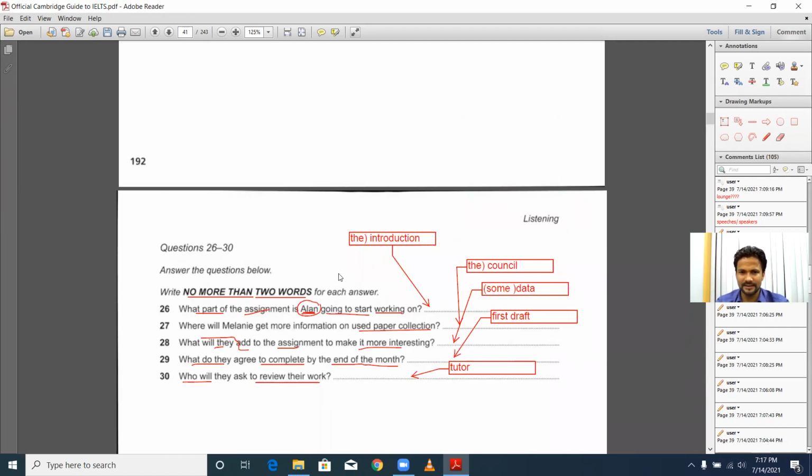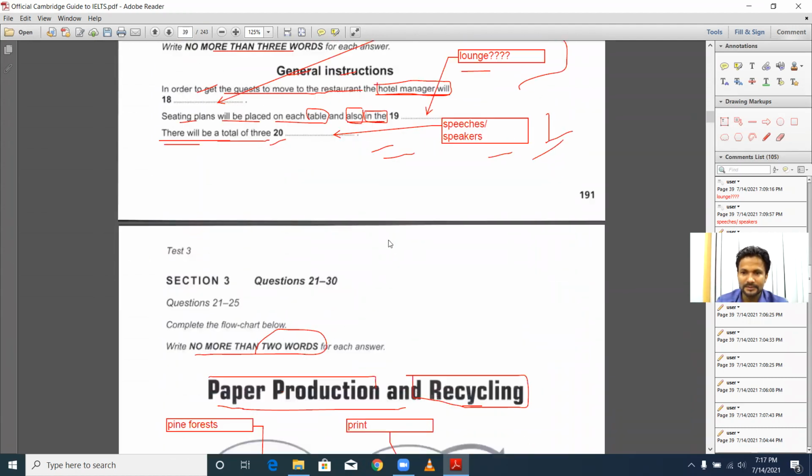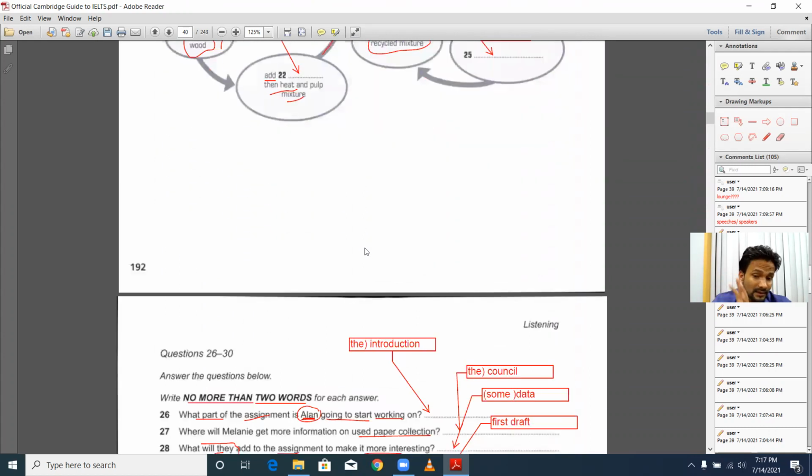We shall be checking the answers later. But I still have doubt here in the spelling. Okay, question number 19. I couldn't really catch the correct pronunciation.